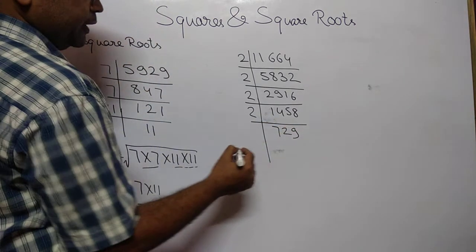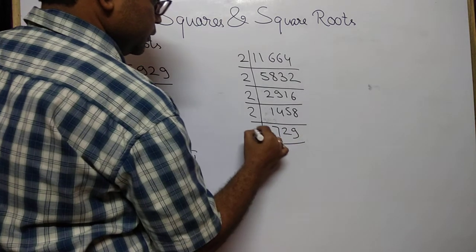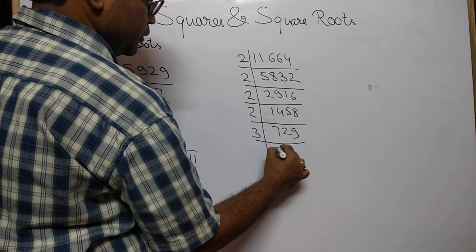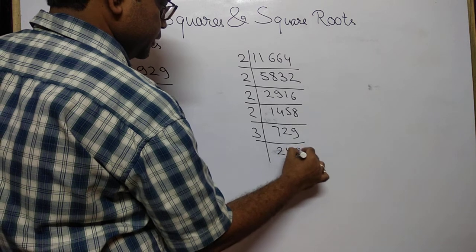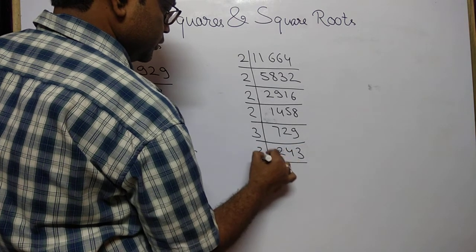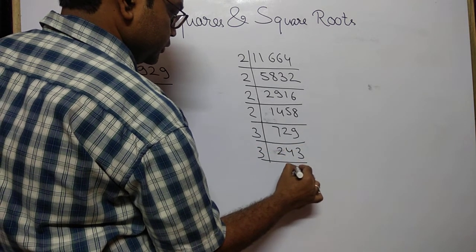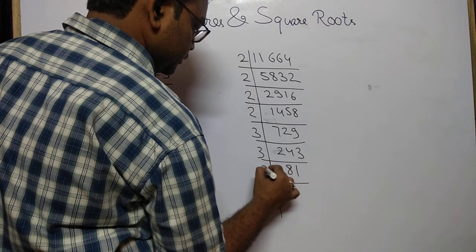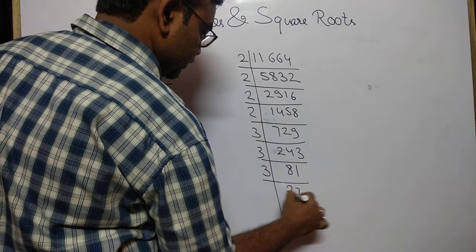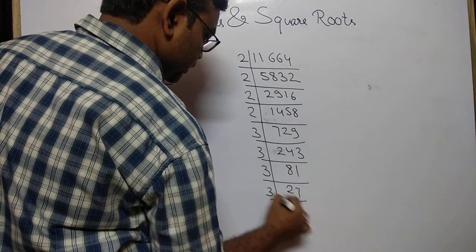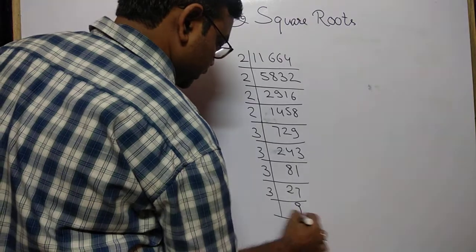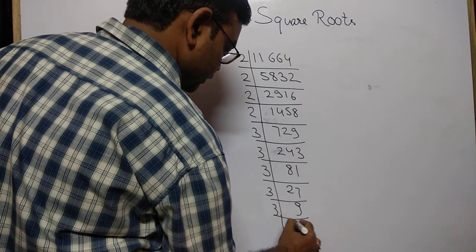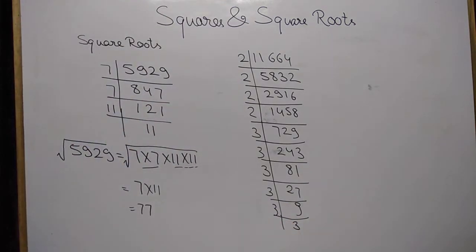It's a 729. 3 2s are 6, 3 4s are 12, 3 3s are 9, 3 8s are 24, 3 1s are 3. It's a very long one. 3 27s are 81, 3 9s are 27 and then 3 3s are 9. Hope you can see the end. Yes, so this is the longest one. So we can write over here.